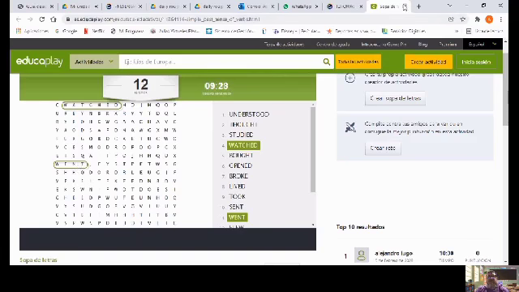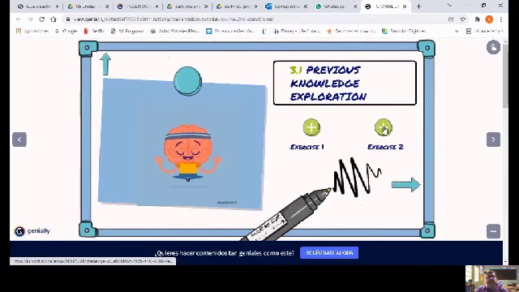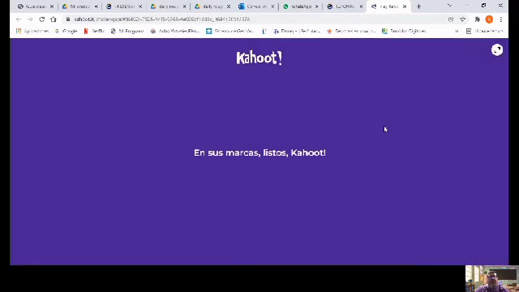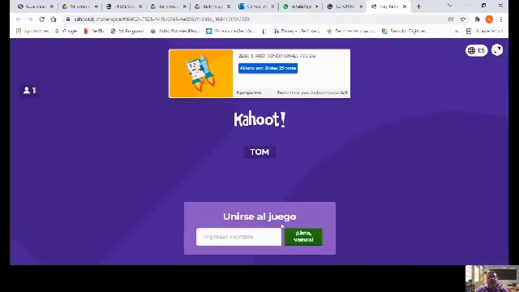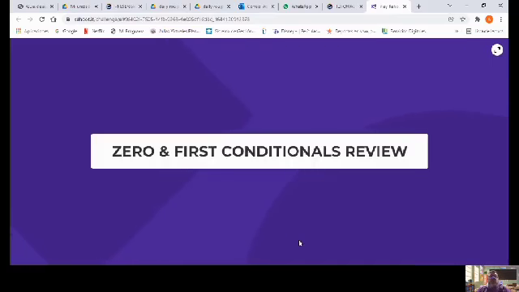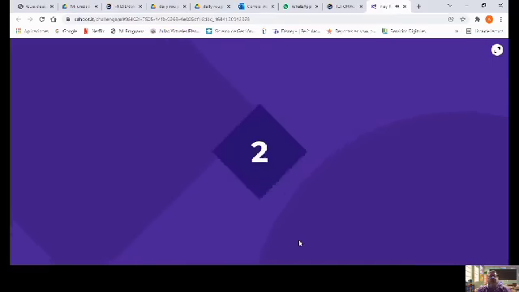After doing this exercise, we will go over the second exercise. What do you have to do in the second exercise? You have to go over a Kahoot. Yeah, let's see. For example, my name, Alejandro. Then you press listo, vamos, Alejandro. Okay, and here you are going to practice 0 and first conditionals.